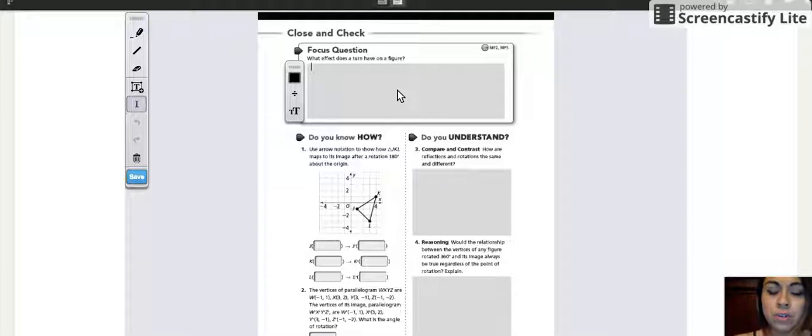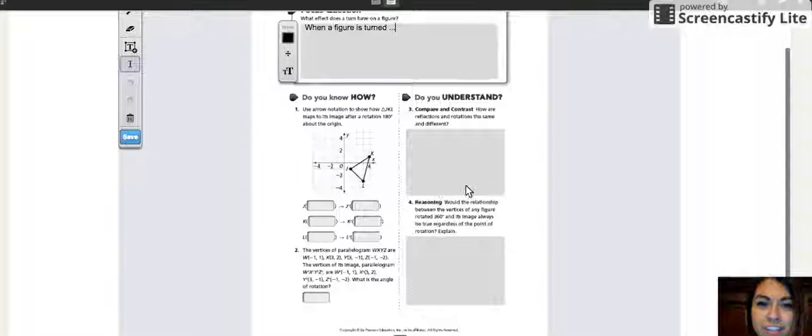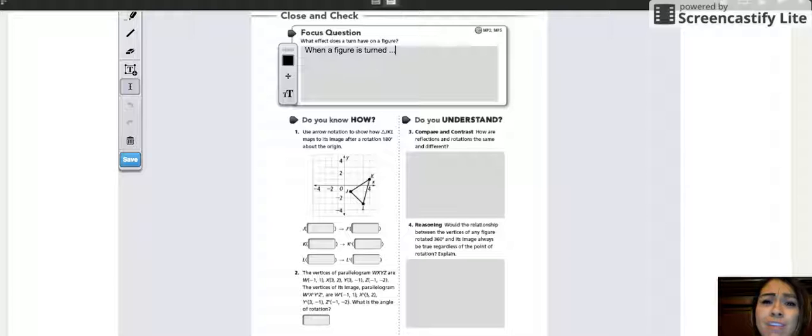What effect does it have on it? So when a figure is turned, we want to use our simple word. I don't know what effect happens to it. It's your paper, go ahead and fill it out. Everything stays the same. So it's a rigid motion, just like a translation and a reflection. You're not changing the shape or size. So when you have a figure and you're turning it, what happens to it? Well, it's just facing a different direction depending on which direction you're turning it.